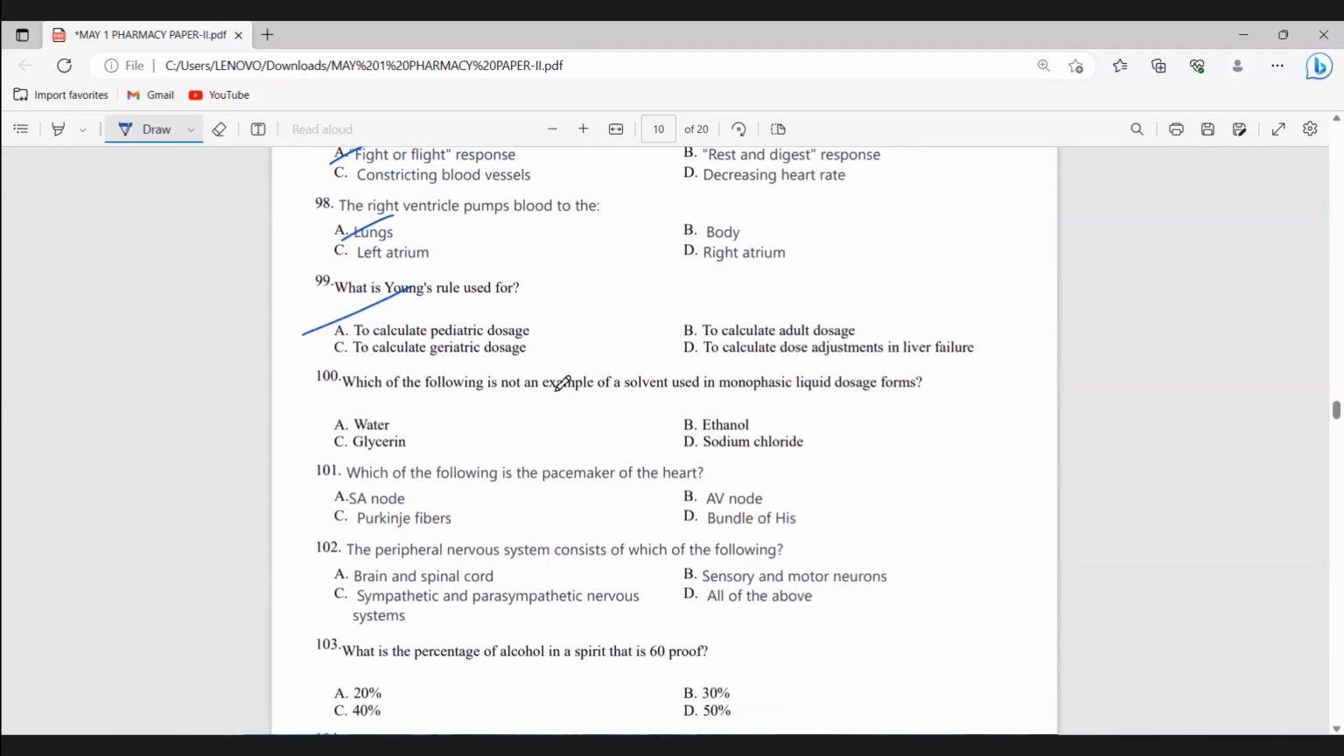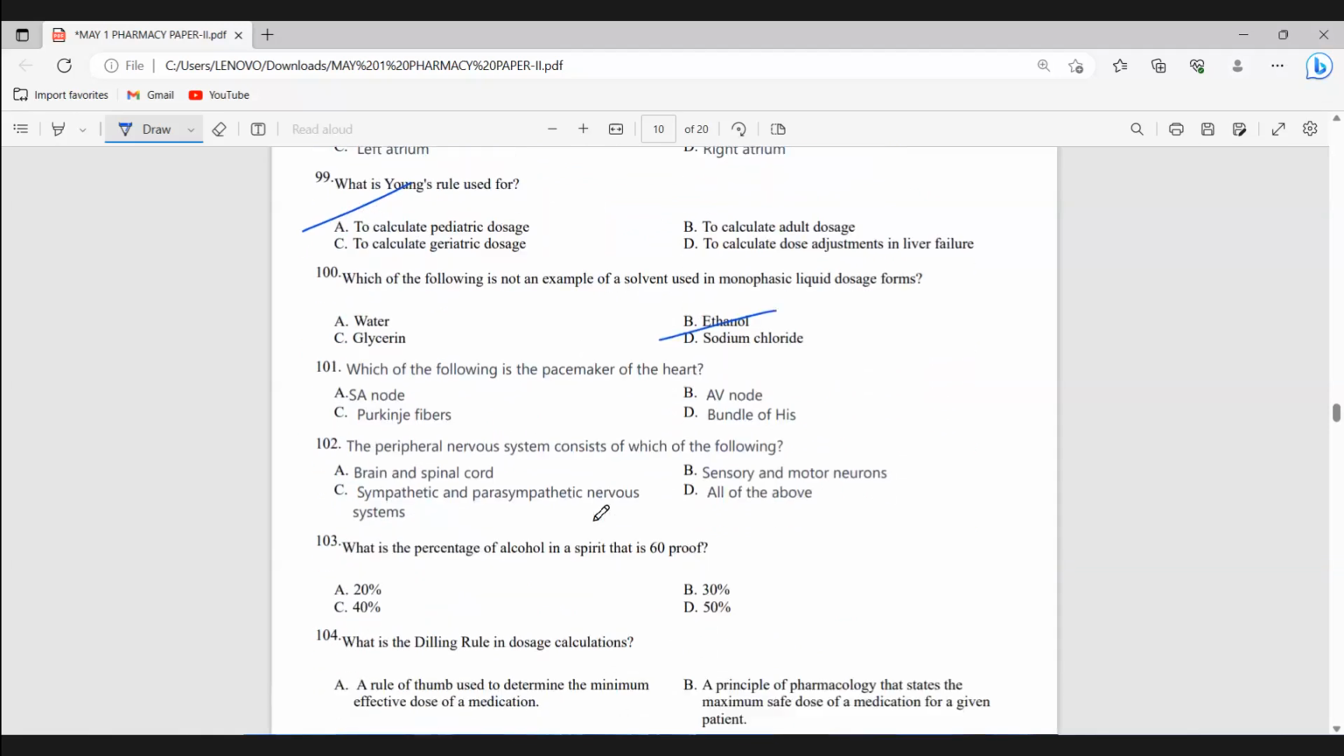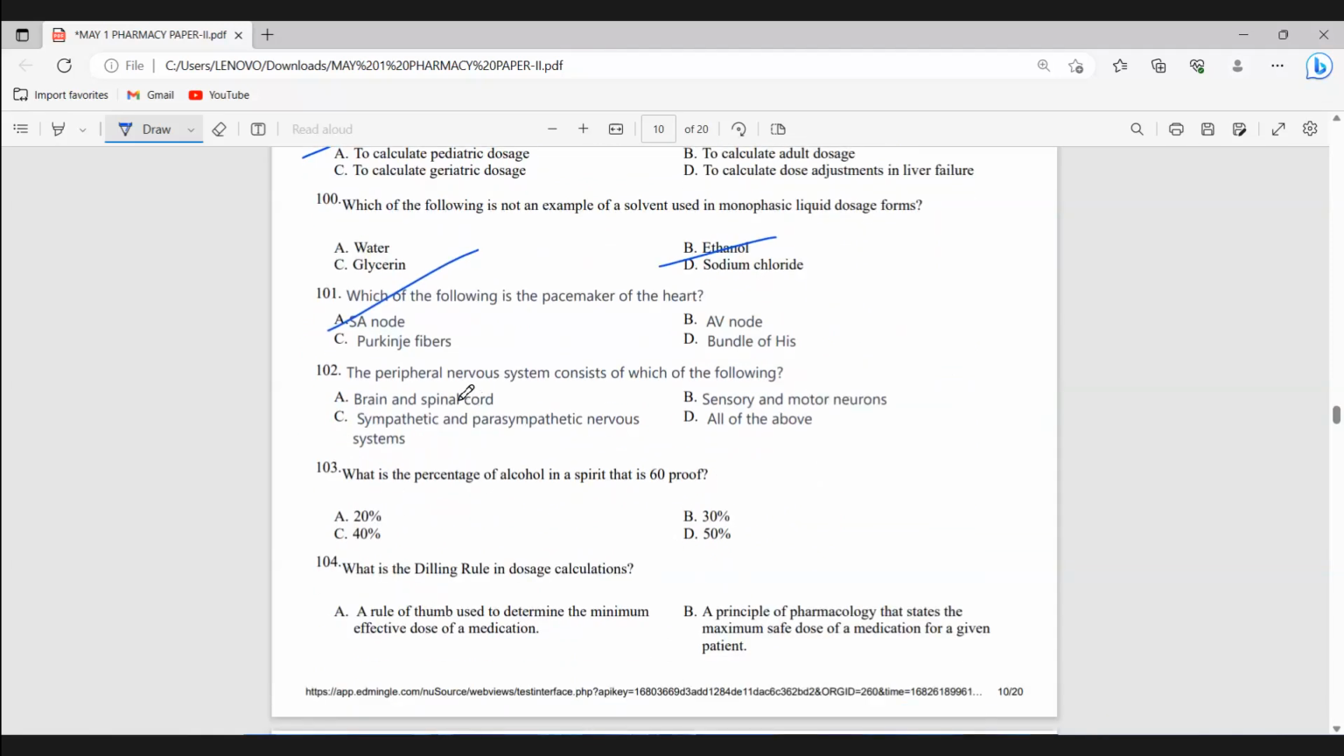Then 100, which of the following is not an example of solvent used in monophasic liquid dosage forms? Sodium chloride. Then which of the following is the pacemaker of heart? SA node. Then 102, the peripheral nervous system consists of which of the following? Sensory and motor neurons.